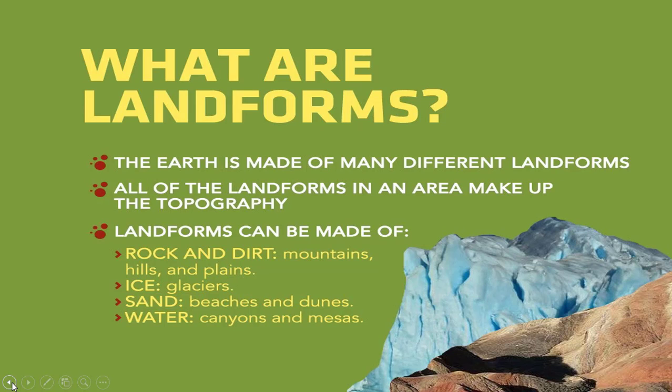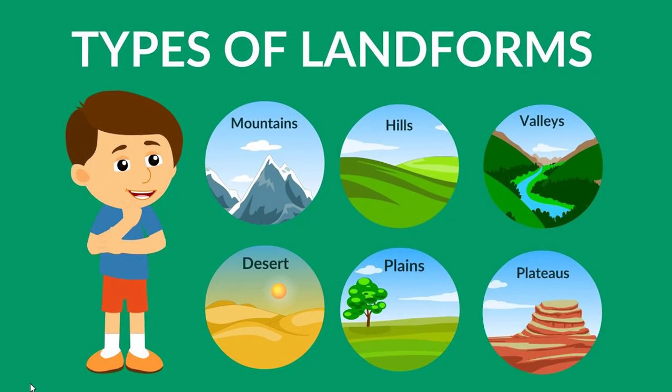So the earth is made of many different landforms. All of the landforms in an area make up the topography. Landforms can be made of rock and dirt. Examples are mountains, hills, and plains; ice, for example glaciers; sand, such as beaches and dunes; and water, such as canyons and mesas. The types of landforms are mountains, hills, valleys, deserts, plains and plateaus. But in this chapter we will mainly discuss the main types of landforms, that are mountains, deserts, plains and plateaus.